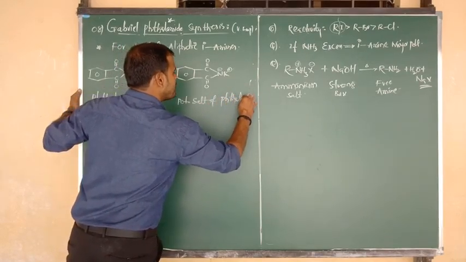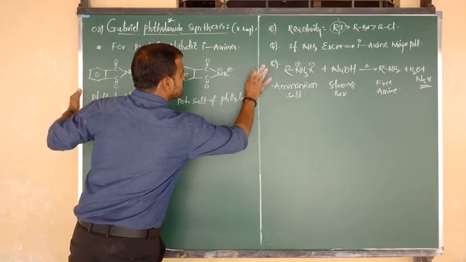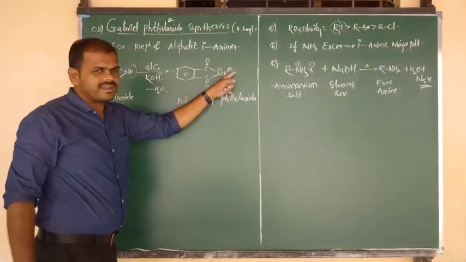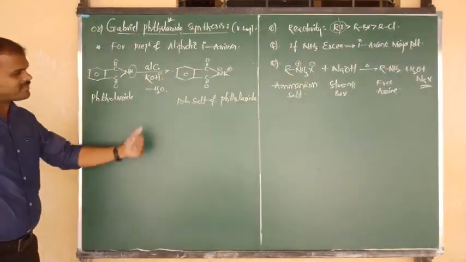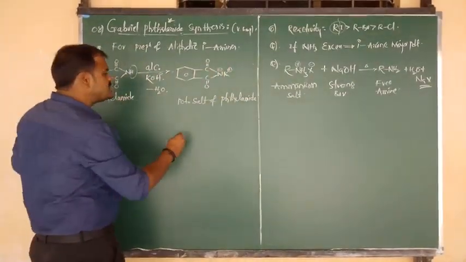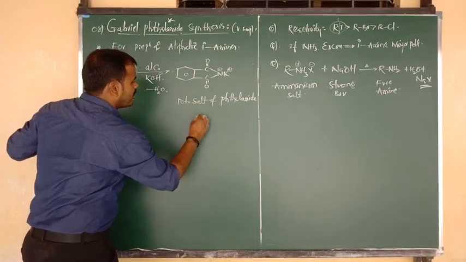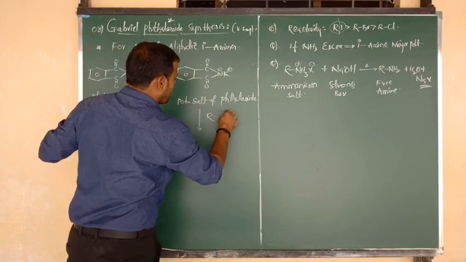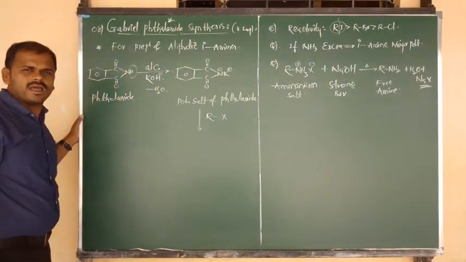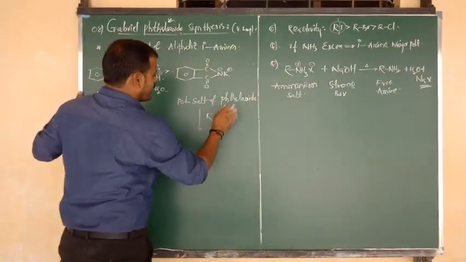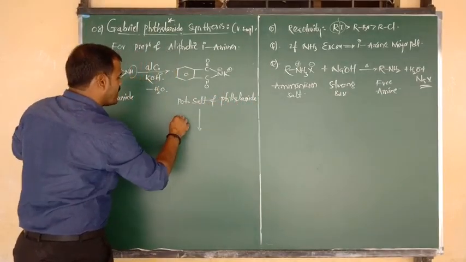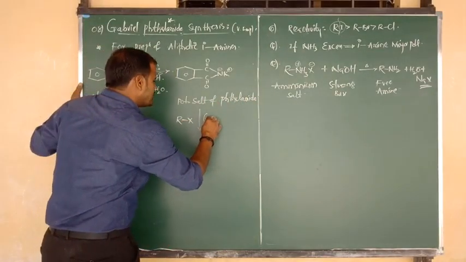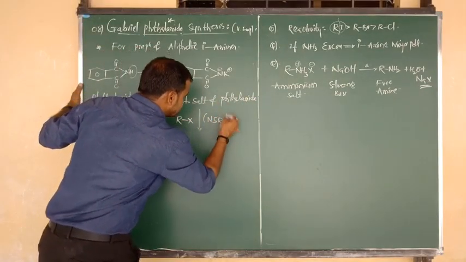So the name of this compound is called potassium salt of phthalimide. What is the name of this compound? Potassium salt of phthalimide, coming from phthalimide only. Now such potassium salt of phthalimide undergoes reaction with alkyl halides. Now such potassium salt of phthalimide undergoes reaction with what? Alkyl halide. This reaction is a nucleophilic substitution reaction.